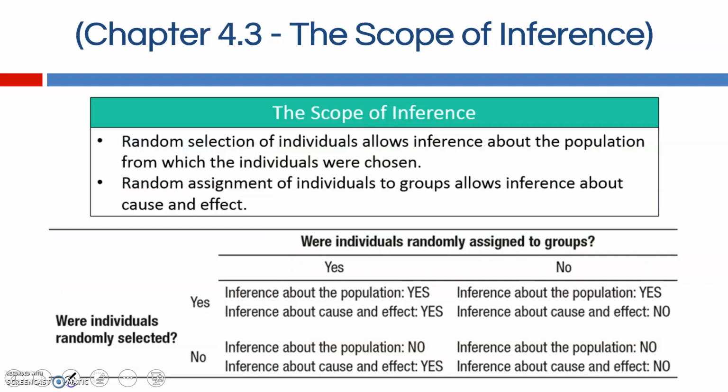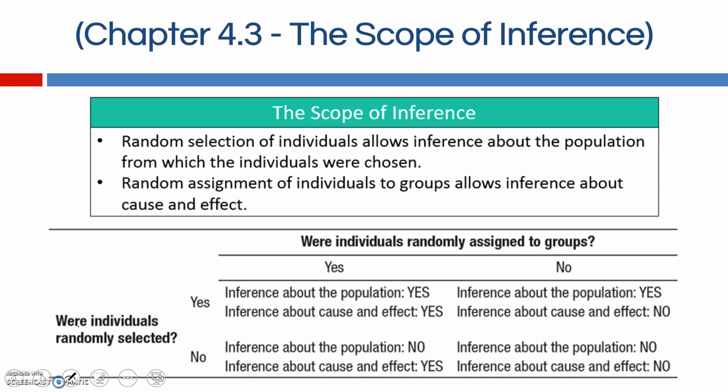And just remember, we talked about something called the scope of inference, and we've got to be careful about the generalizations that we make from any experiment. A lot of it has to do with this chart. Was there random selection from the population? And were individuals randomly assigned to groups?